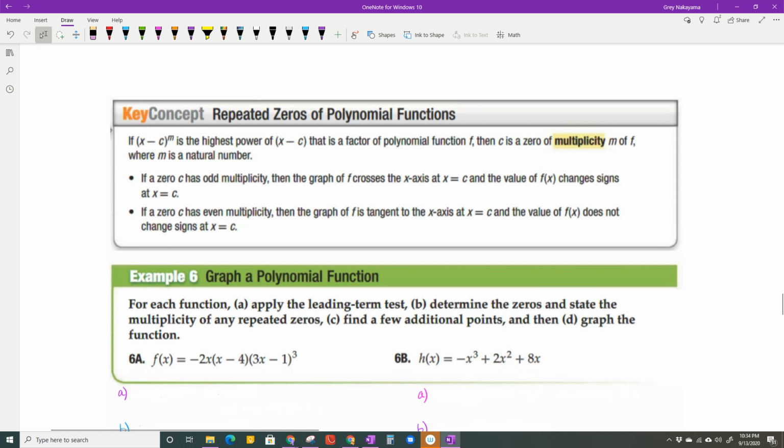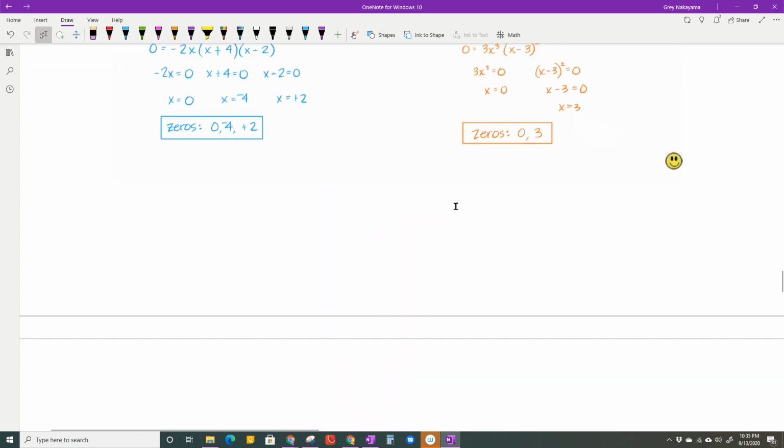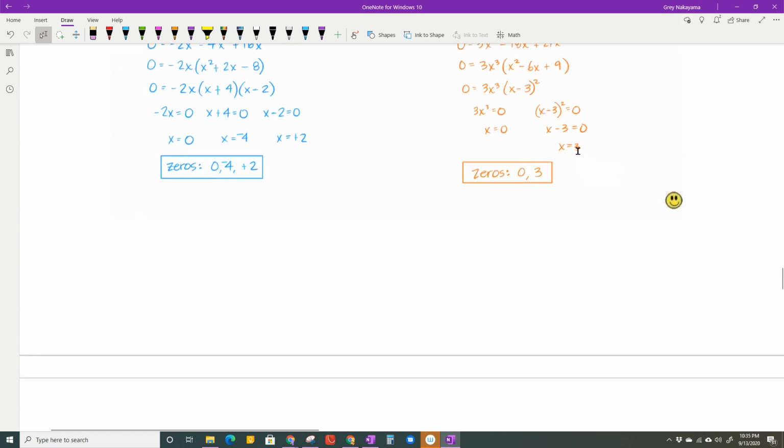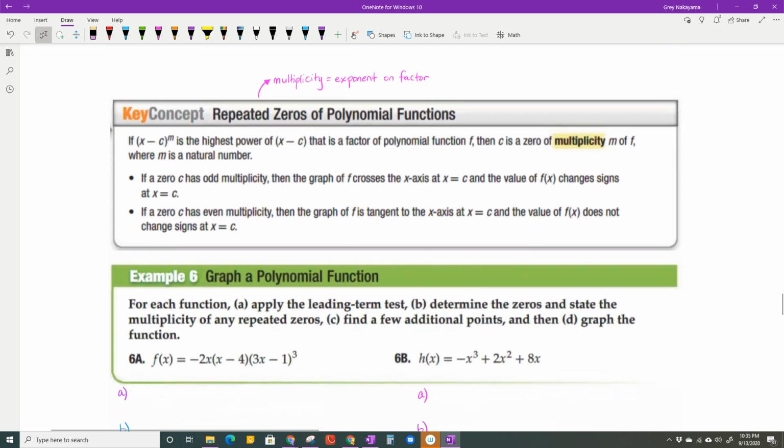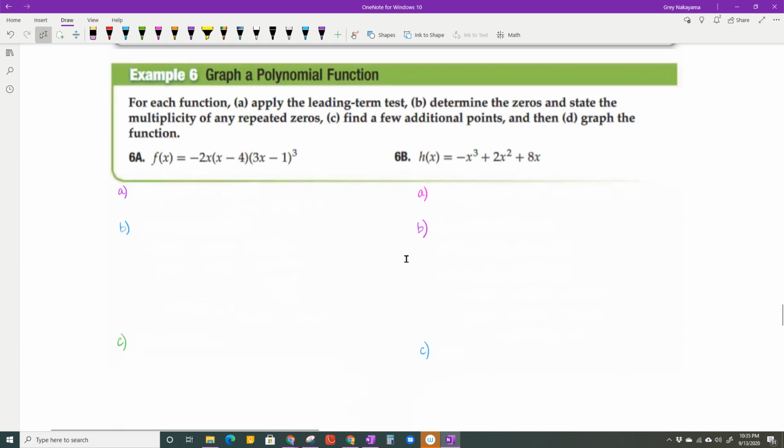Okay, so the repeated zeros you find, as I just mentioned, by looking at the exponent on the factor. Repeated zeros are also referred to as the multiplicity of the factor. Again, that was what I was just talking about with the 0 right up here. This has a multiplicity of 3. This has a multiplicity of 2. If your multiplicity is odd, it will cross the x-axis. If your multiplicity is even, it will be tangent or bounce like a quadratic function does. Okay, so let's look at these last two.